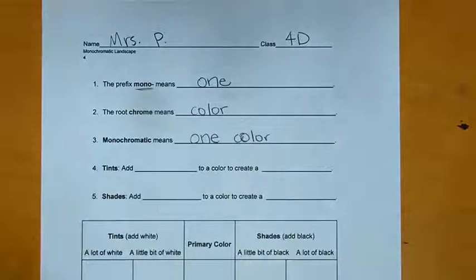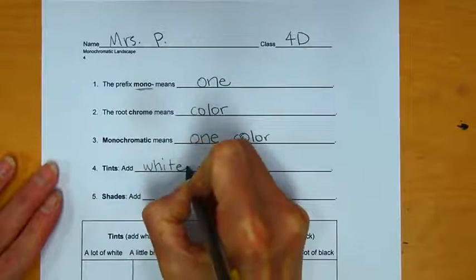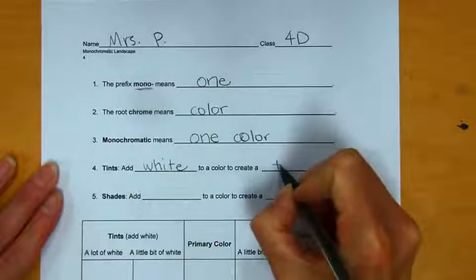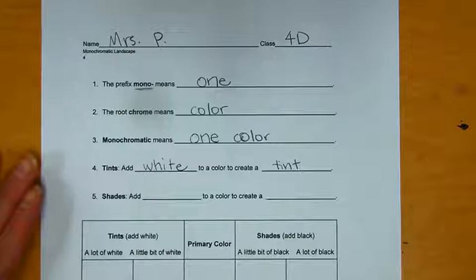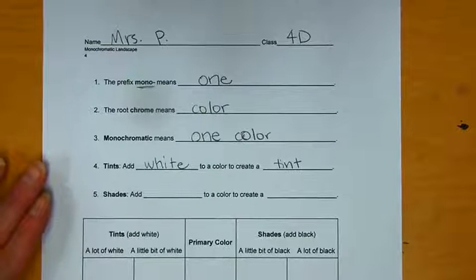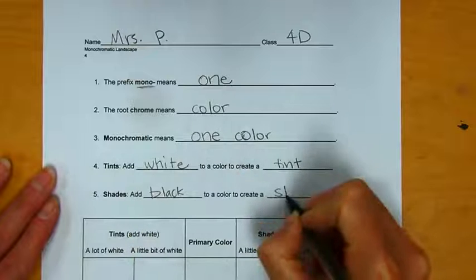So this artwork that you're going to make, it's a monochromatic landscape. So it's going to be different shades and tints of one color. So like blue, it's going to have white, light blue, a middle blue, a dark blue, and then go to black. Okay. So tints: add white to a color to create a tint. Write those in. White creates a tint. And a shade, I add black to create a shade.